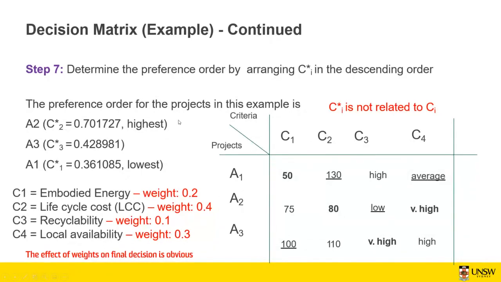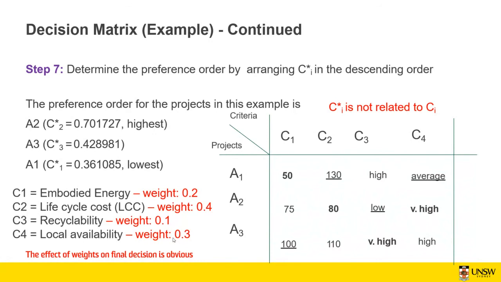One of the reasons that at the end the A2 project is preferred is that you got the lowest value of life cycle cost for project A2, and you got the highest weight for this criterion. On the other hand, for recyclability, although this project has very low recyclability, so it's not preferred, the weight you put is just 0.1, so it doesn't have a very high weight. So it didn't affect the total result that much. As you can see, the effect of weights on the final decision is very obvious. And this is a sensitivity analysis.